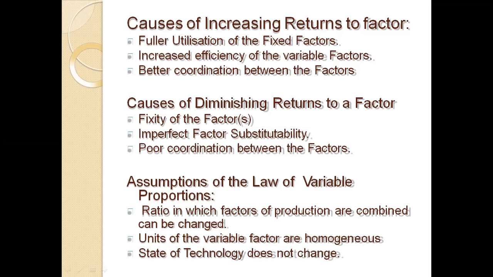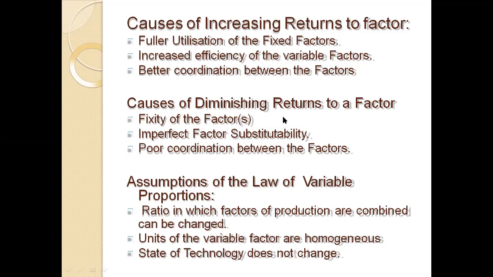The next one talks about better coordination between the factors. When you are adding your labor to your fixed factor, which means that the fixed factor remains underutilized, additional application of the variable factor tends to improve the degree of coordination between the fixed and the variable factors, which is actually increasing your marginal product. So if you are increasing your variable factors, whatever number of laborers you are adding has better coordination with the fixed factor, which means the labor and the machines have better coordination, and because of that they are giving you increasing returns.